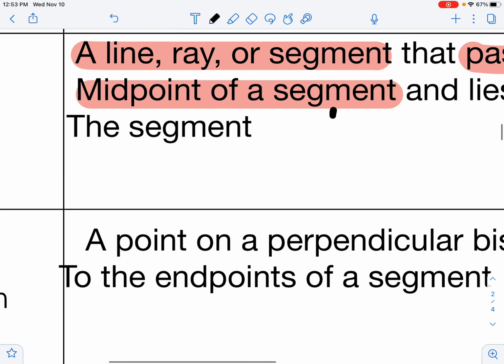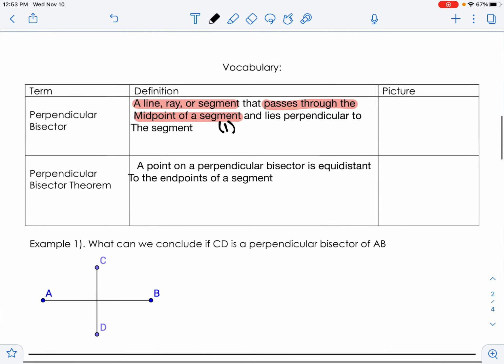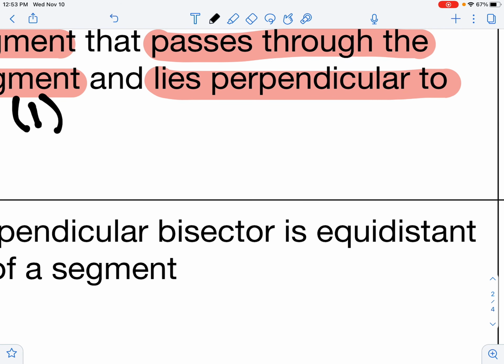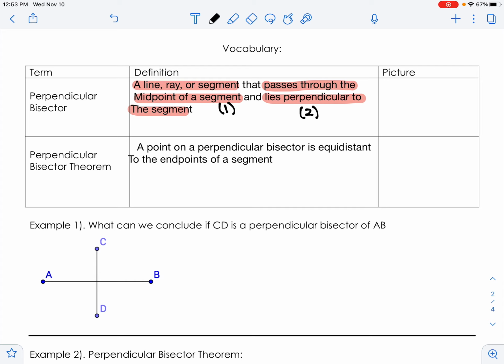So that's the first thing that has to happen with perpendicular bisectors: it has to pass through the midpoint. The second thing that has to happen is that it has to lie perpendicular to the segment. So two things have to happen for it to be a perpendicular bisector. One is that it has to pass through the midpoint, and two, it has to be perpendicular.